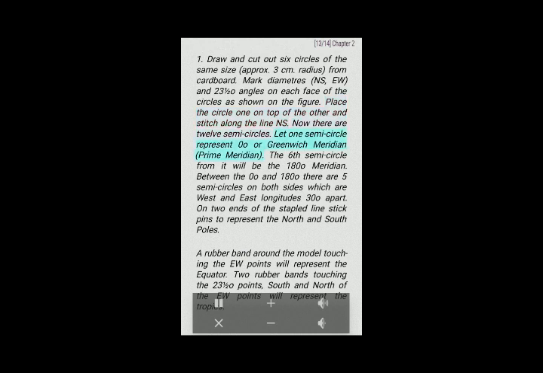Let one semicircle represent 0 degrees or Greenwich meridian, prime meridian. The 6th semicircle from it will be the 180 degrees meridian. Between the 0 and 180 there are 5 semicircles on both sides which are west and east longitudes 30 degrees apart. On 2 ends of the stapled line stick pins to represent the north and south poles. A rubber band around the model touching the EQ points will represent the equator. 2 rubber bands at 23.5 degrees, south and north of the EQ points, will represent the tropics.